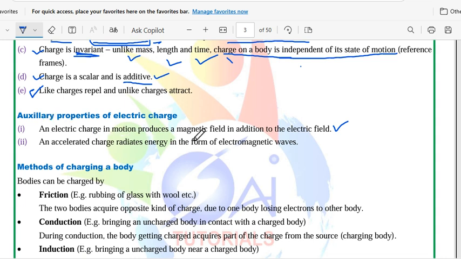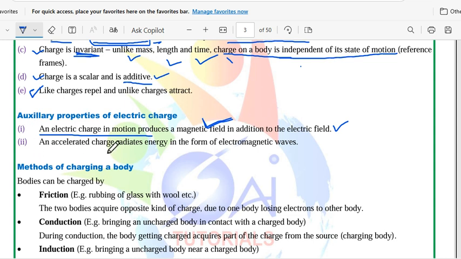Suppose an electric charge is in motion. It will produce a magnetic field in addition to, or instead of, the electric field. When does this take place? When an electric charge is in motion, it produces a magnetic field in addition to the electric field.